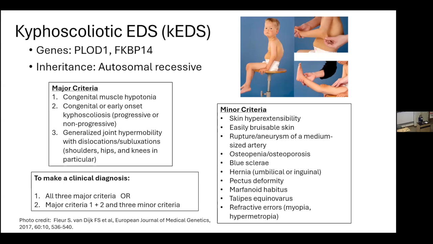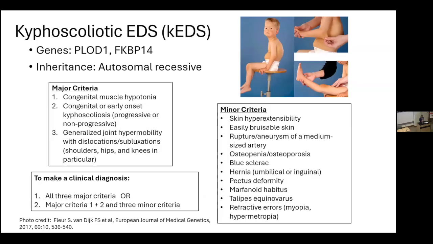Now, the kyphoscoliotic form of Ehlers-Danlos syndrome starts to get us into these ultra-rare forms of Ehlers-Danlos syndrome. The major criteria for this one are congenital muscle hypotonia and congenital or early onset kyphoscoliosis. So this is a curvature of the spine that's both forward and back and side to side. And then in addition, there's generalized joint hypermobility with dislocations and subluxations, particularly involving the shoulders, hips, and knees.